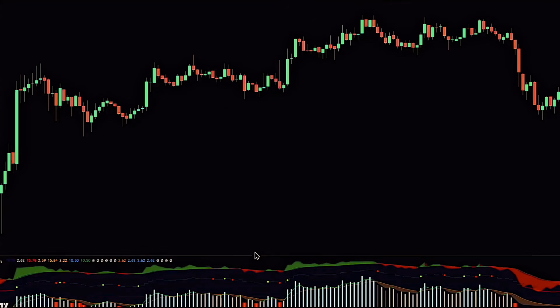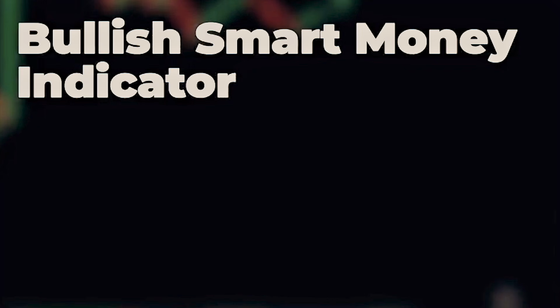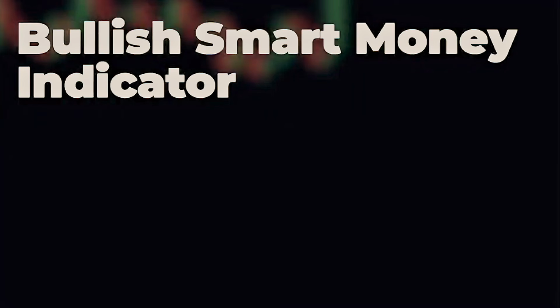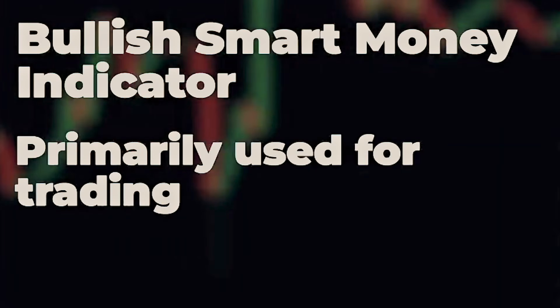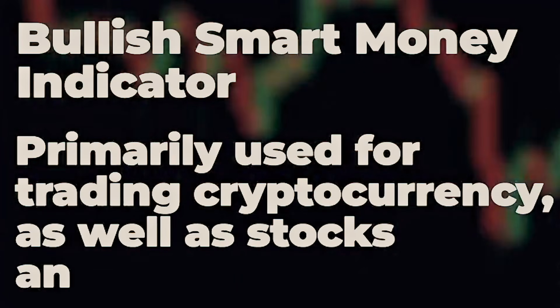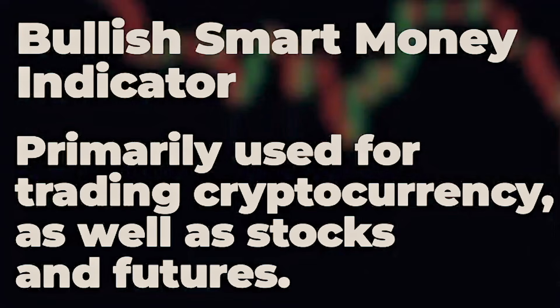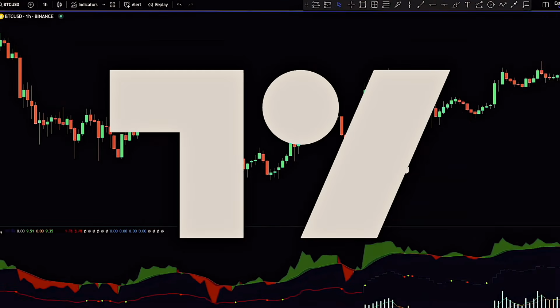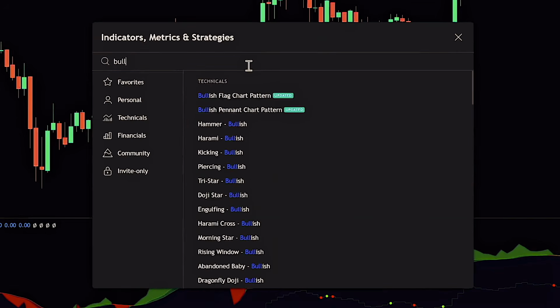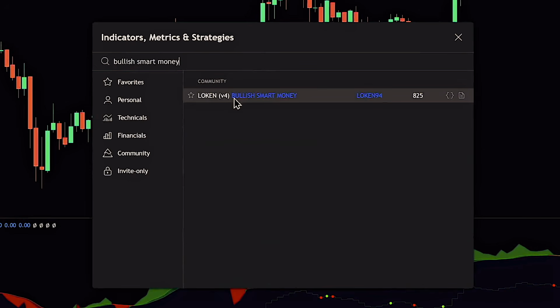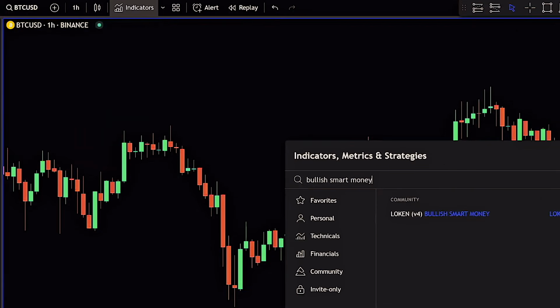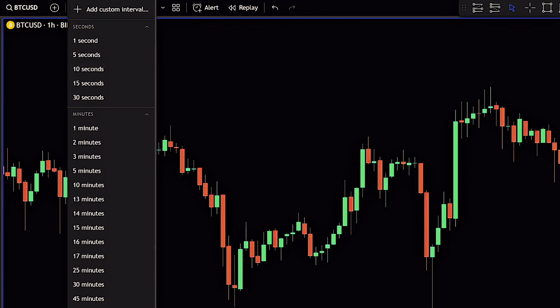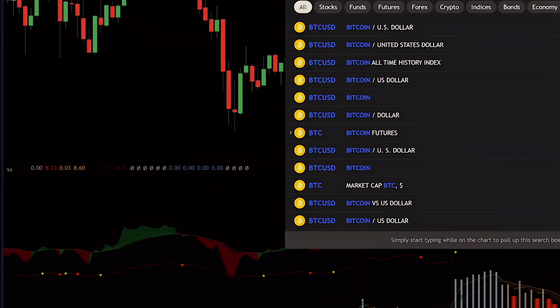Alright, let's talk about this indicator called the Bullish Smart Money Indicator. It was created by a really smart TradingView user. Big shout out to him, her, or them, by the way. It's mainly used for trading crypto, but it also works for stocks and futures. To add it to your chart, just open up TradingView and search for Bullish Smart Money. You're looking for this one right here. For this tutorial, I'll be using it on the BTC USD on the 1-hour chart.